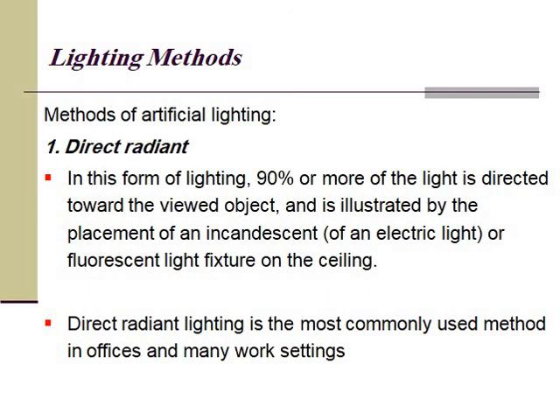The first method of artificial lighting is the direct radiant, where 90% of the light is directed toward the object we want to view. And this is done by placing an incandescent or electric light or a fluorescent light fixture on the ceiling. And this is the most commonly used method in offices and many work settings.